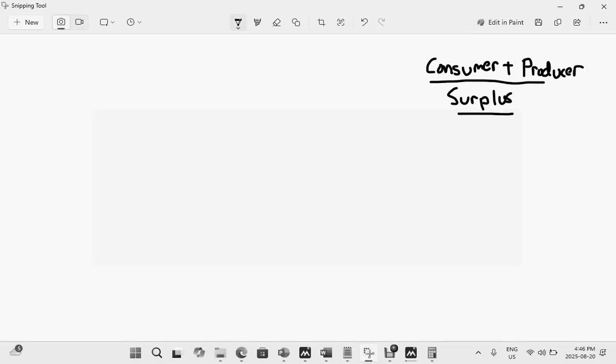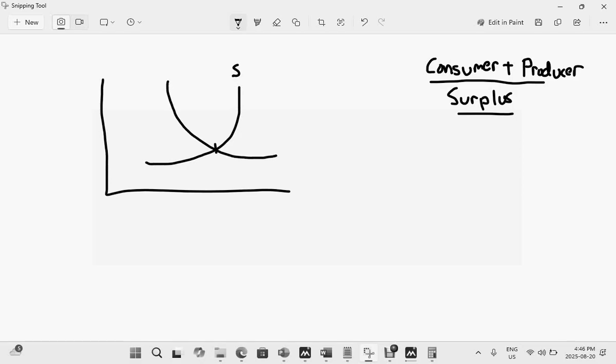Now, when it comes to your consumer surplus, let's assume that you have this graph over here. This is your supply, and this one over here will be your demand. We know that as price goes down, demand goes up. As price goes up, supply goes up. So you have demand, you have supply over here. Now this will be your equilibrium. So this is your equilibrium point.